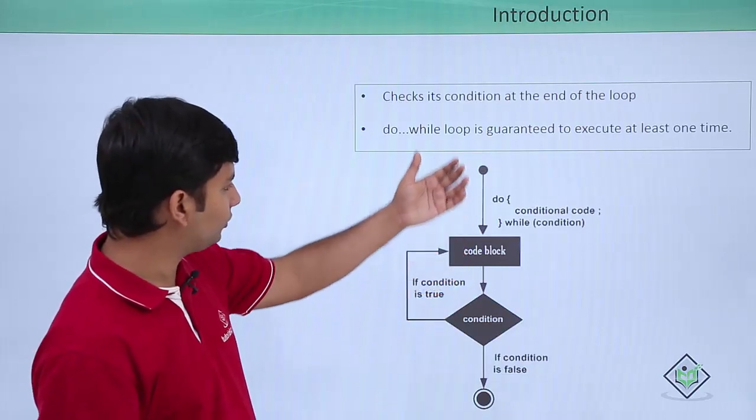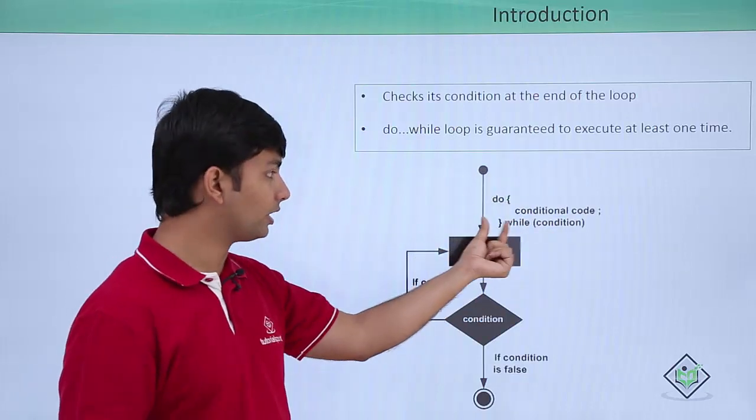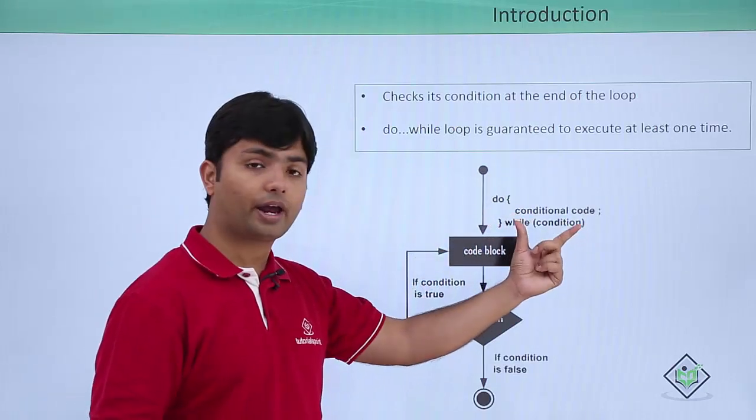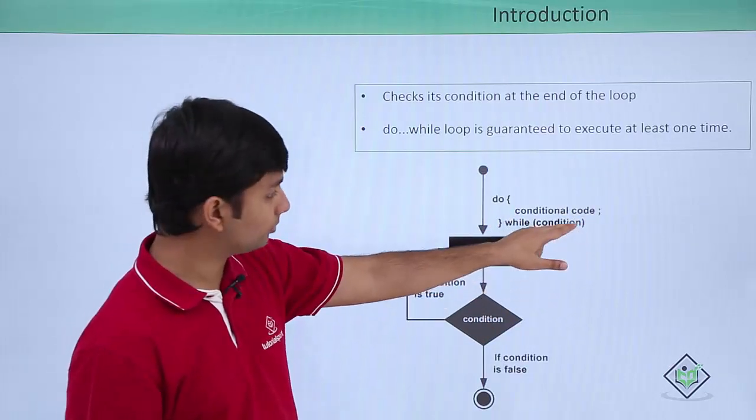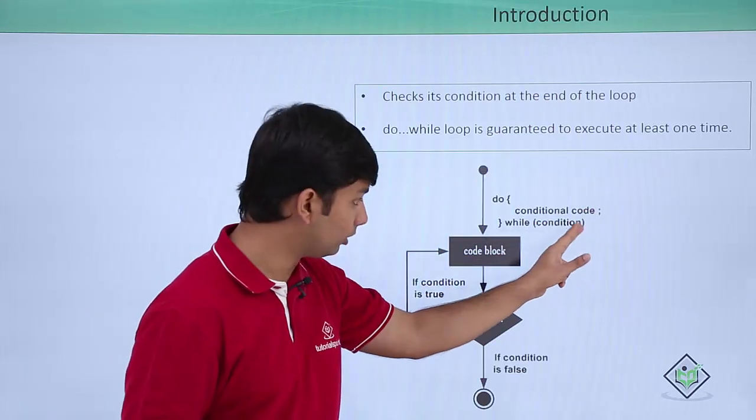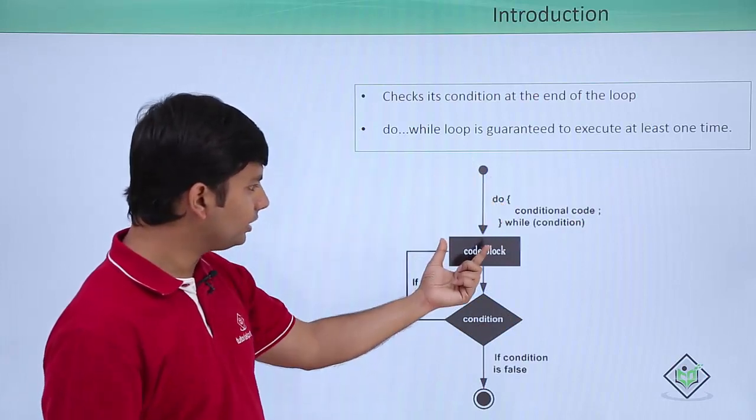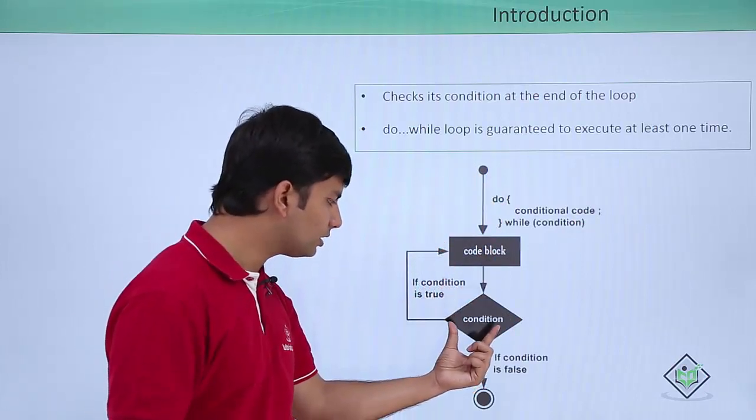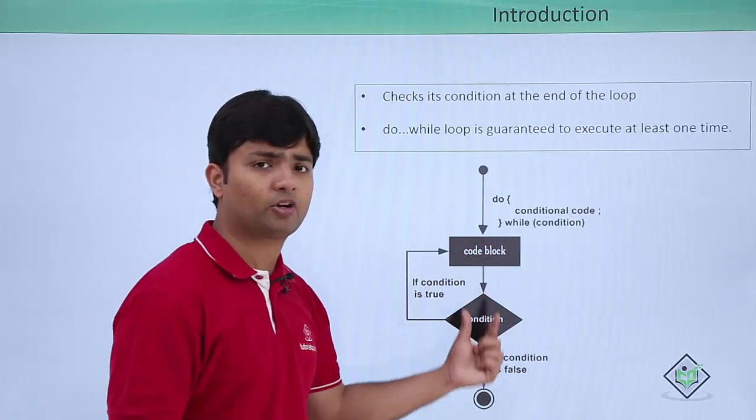So as you can see here, it's do, then the conditional code, and after the code, in the while, you can add the condition, all right? And that must be terminated with a semicolon also. That is mandatory. So here is the code block and then a condition. If false, it will get terminated. If true, it will keep on executing.